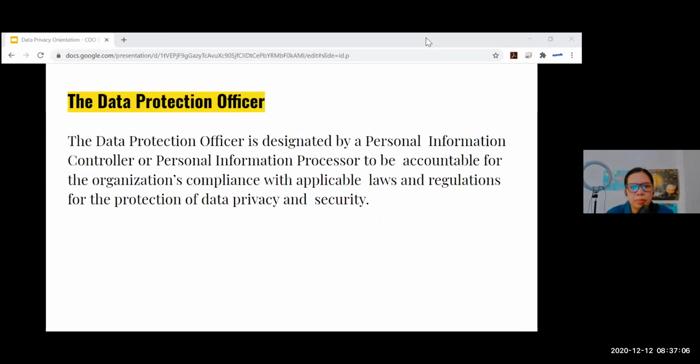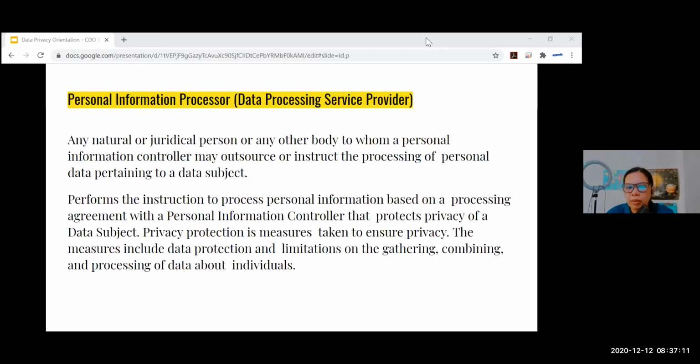Okay, so let's proceed. The date. Okay, I thought I had more, but I haven't.